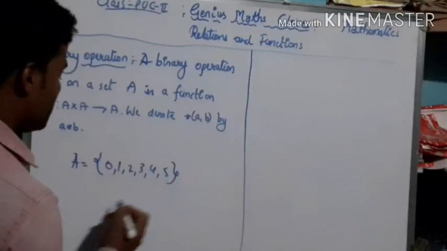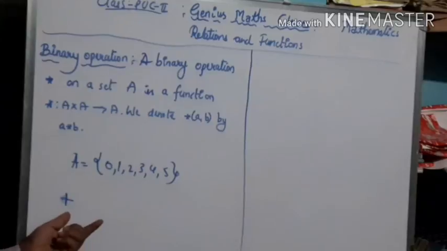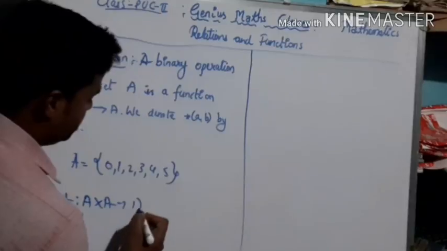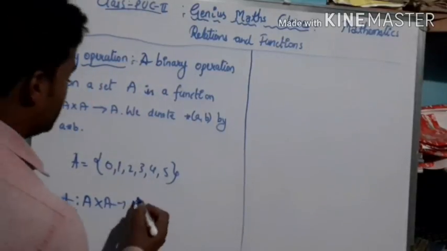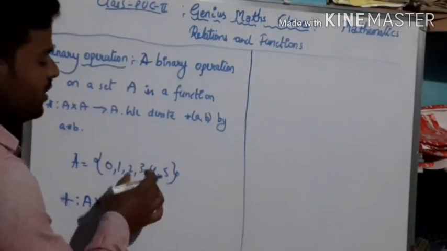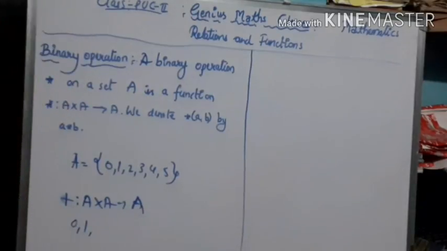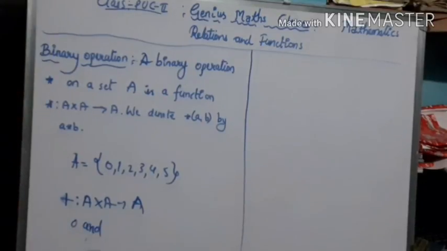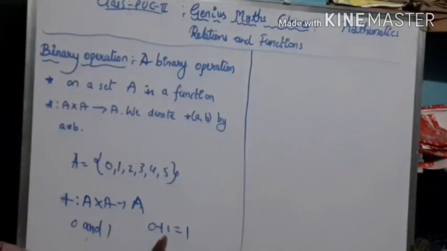If I consider plus, so addition I am defining from this set to this set only. To operate you need at least two elements. I will just consider 0 and 1. So what is the output here? 0 plus 1 equal to 1 only.